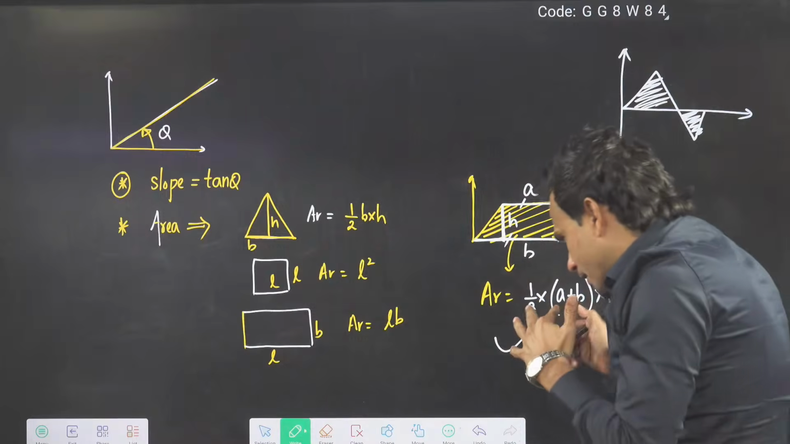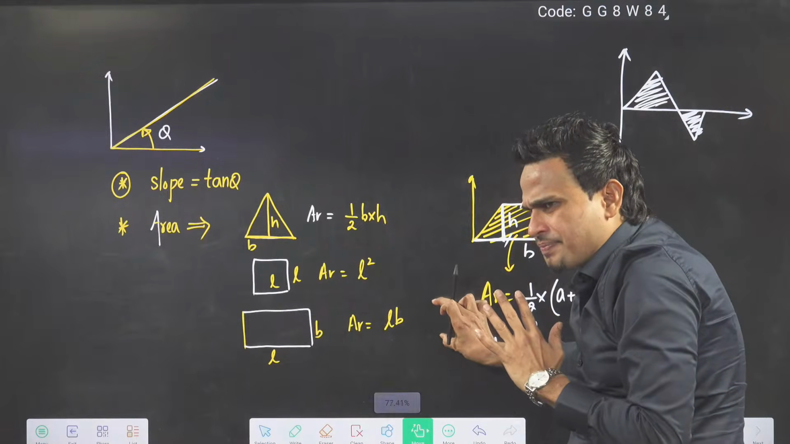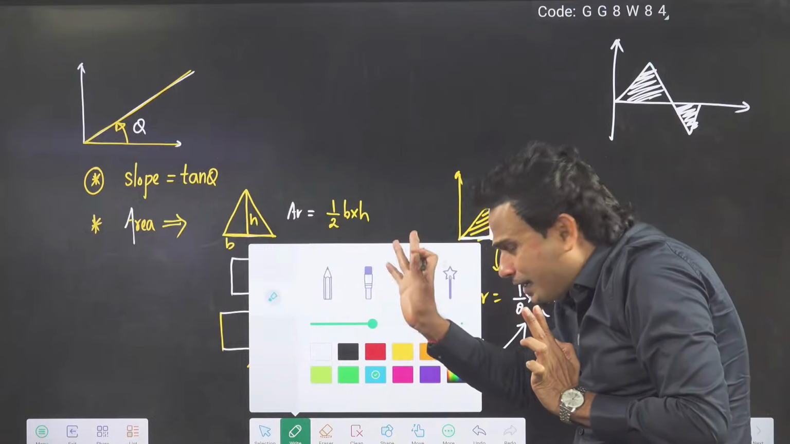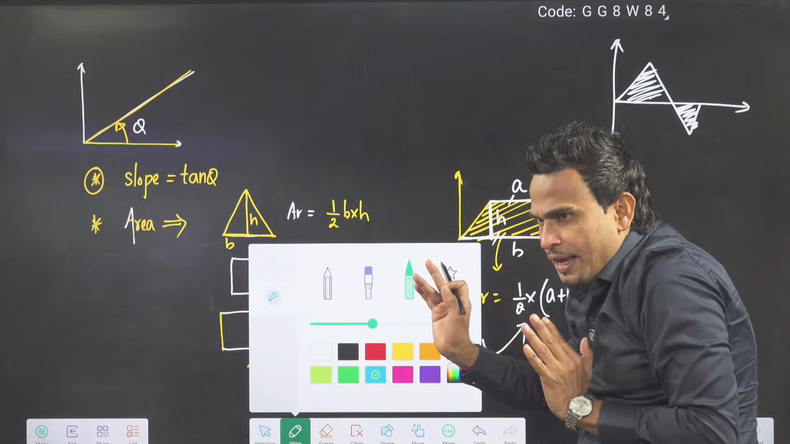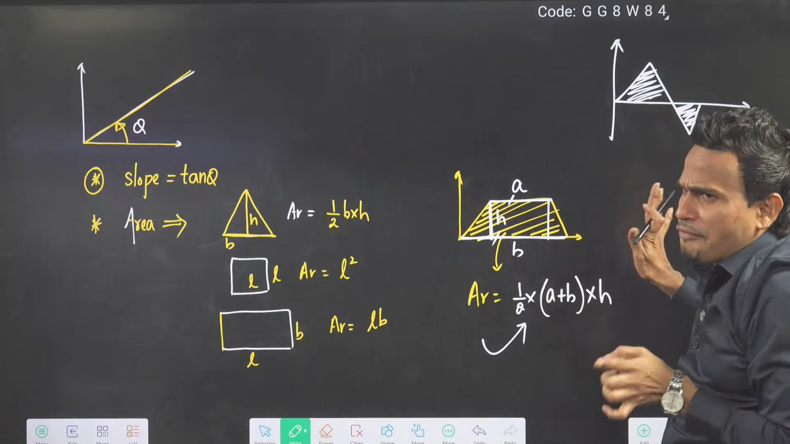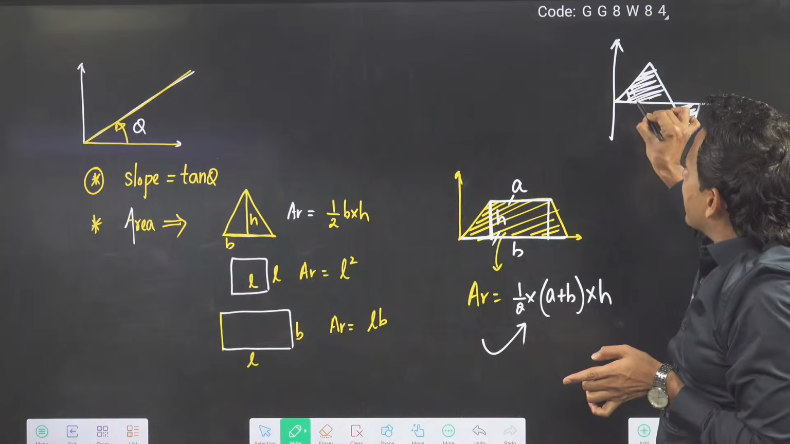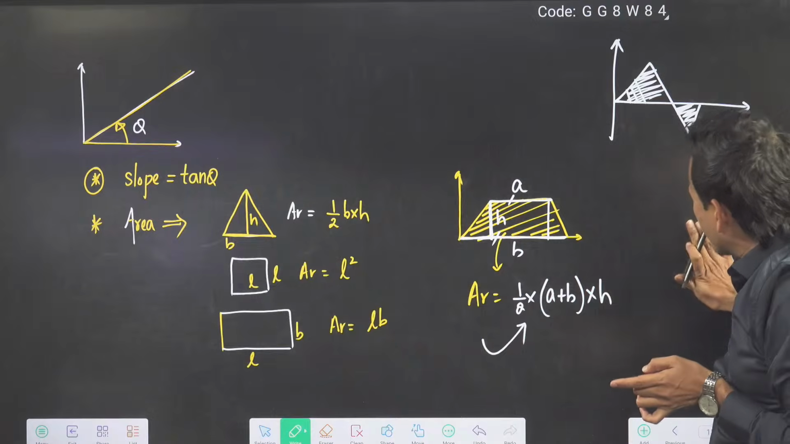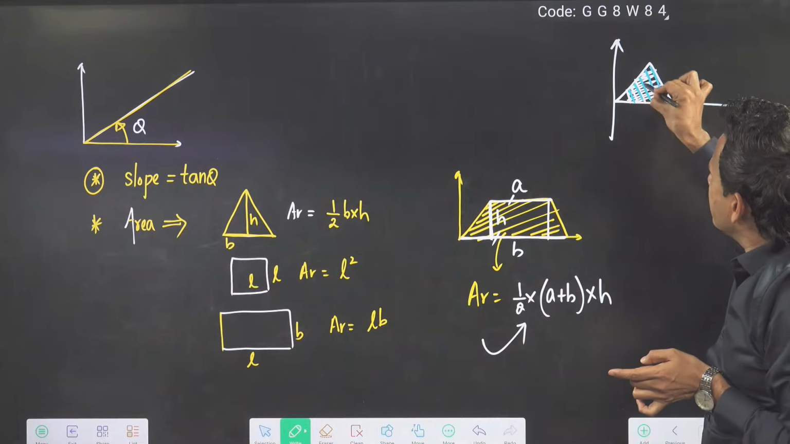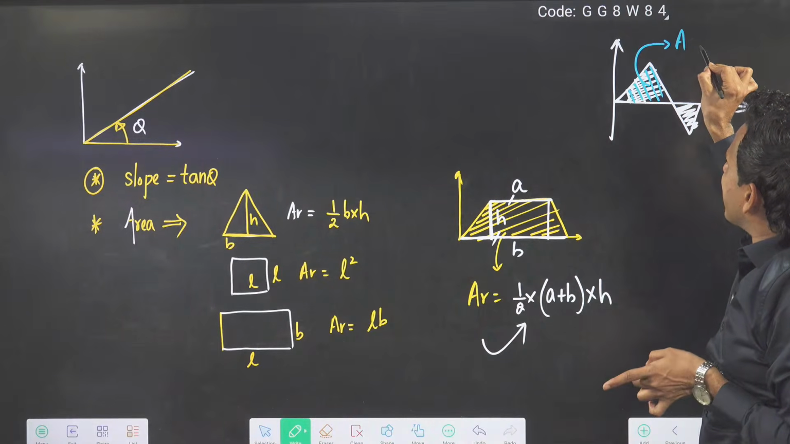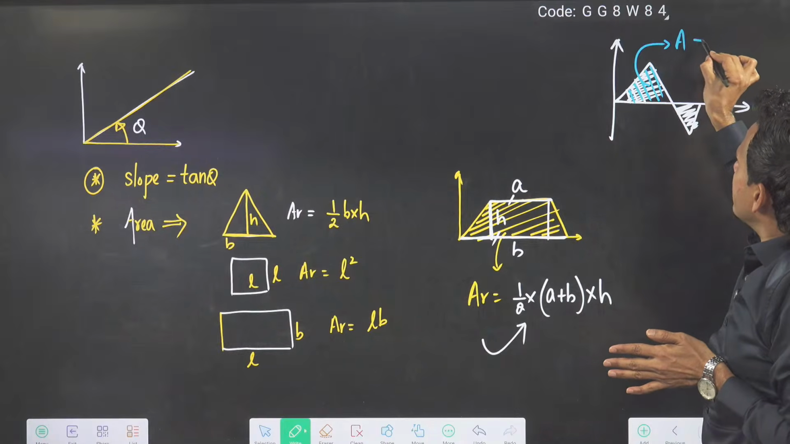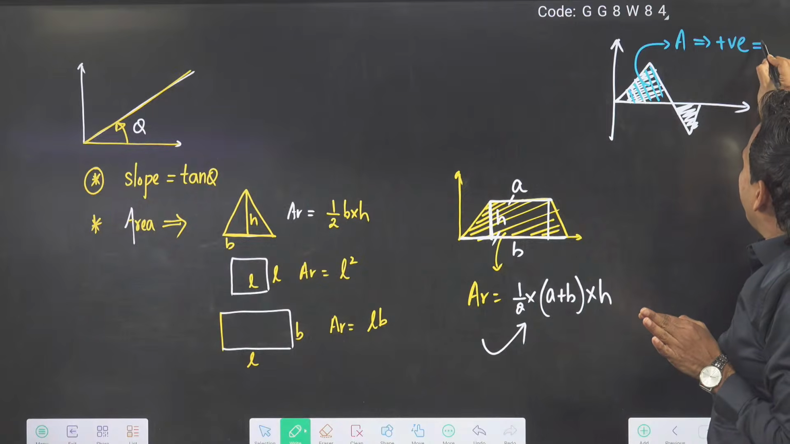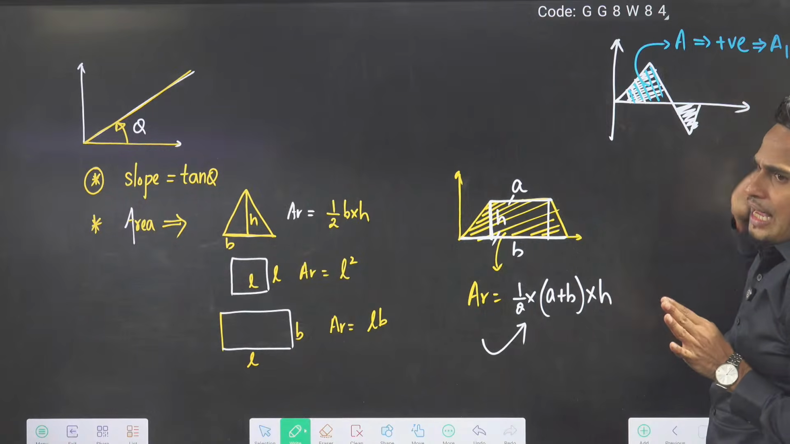Always remember, this will be used everywhere in physics. The point I am going to tell you right now is not only related to this, it is for entire physics. The area above the x-axis will always be positive. Below the x-axis, for example, this area is A1, so we will take this area as A1.